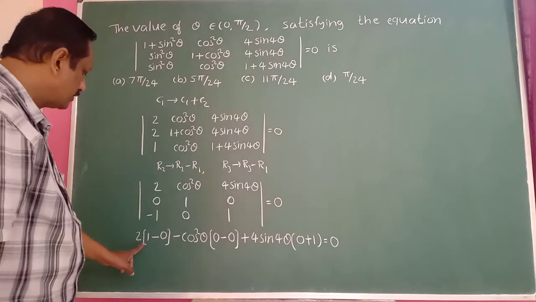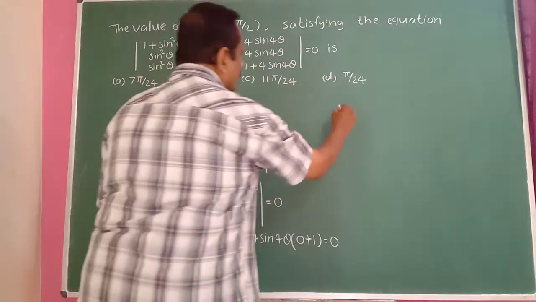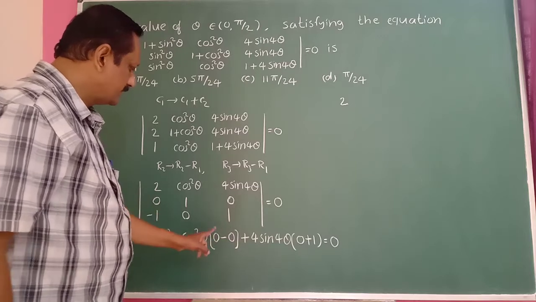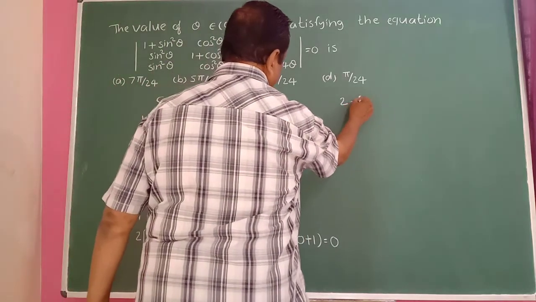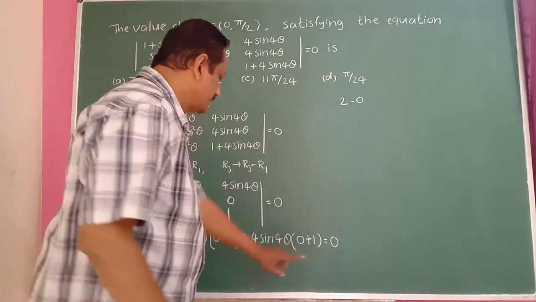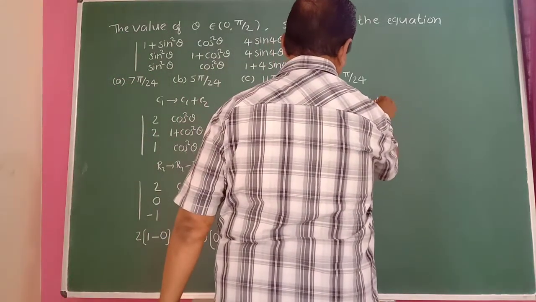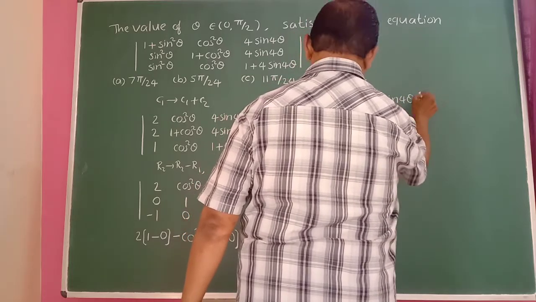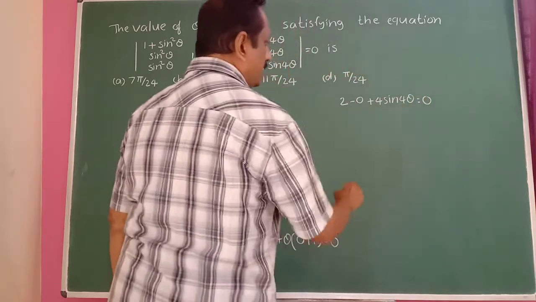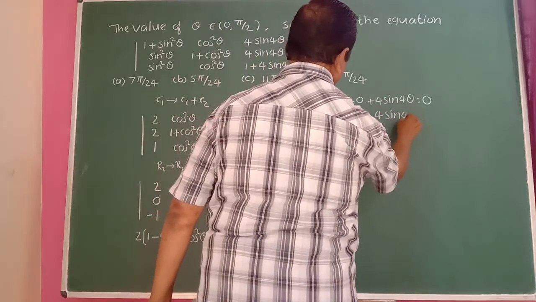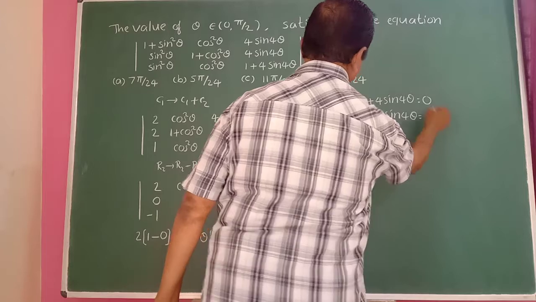Therefore 2 ones are 2 here. Then this becomes a 0, complete this term is a 0 here. So minus 0. Then 4 sin 4 theta into 1 becomes 4 sin 4 theta. 4 sin of 4 theta is equal to 0. Take it to right hand side here, 4 sin 4 theta is equal to minus 2.